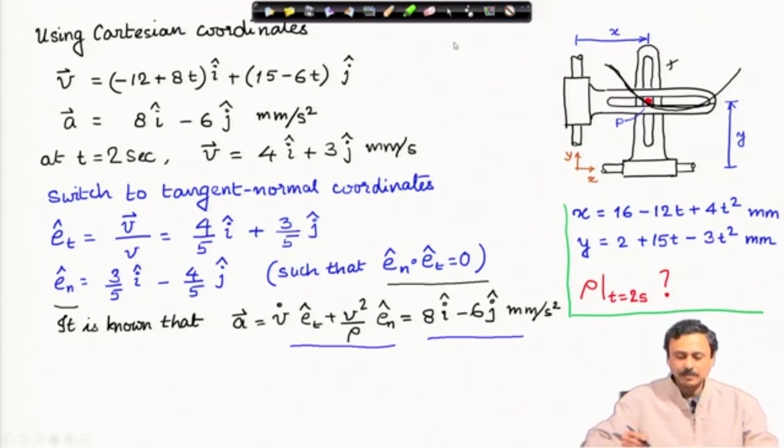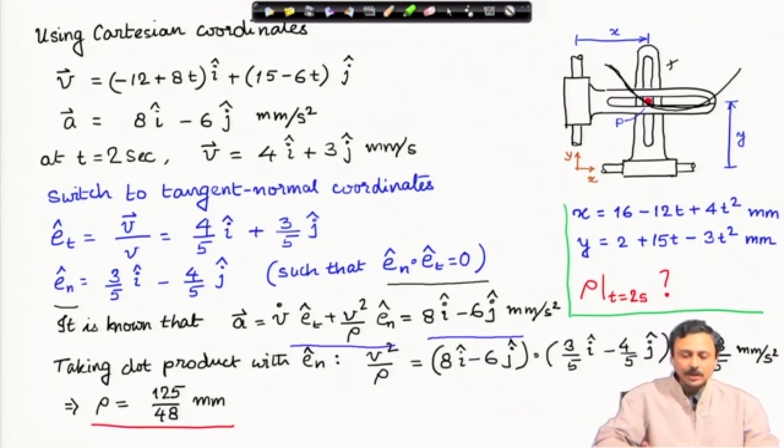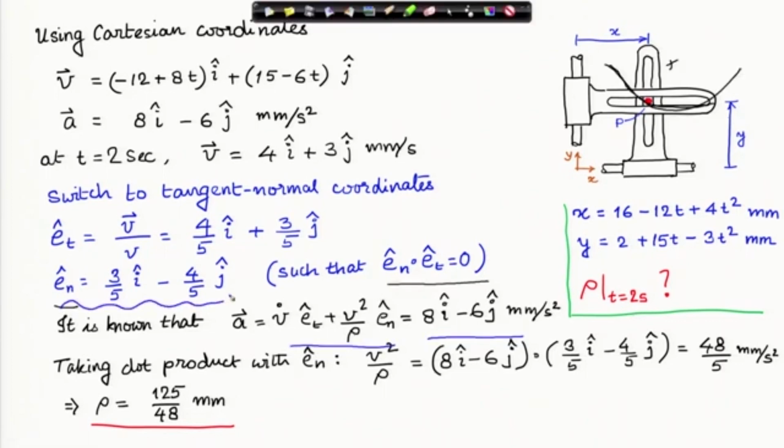Now, what do I do? I dot product both sides of this acceleration with E n cap. So, if I dot product the left hand side, I get v square by rho. On the right hand side, I know the representation of E n. So, this is the representation of E n. On the right hand side, I use that representation of E n and I take the dot product, and that gives me 48 by 5 millimeters per second square.